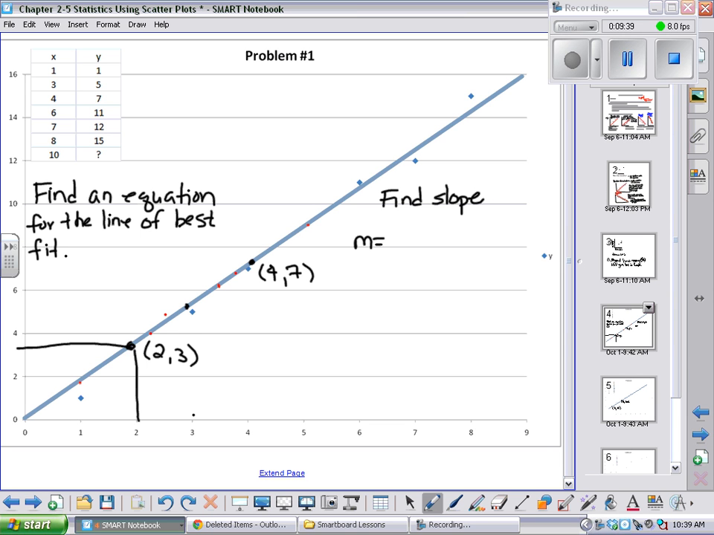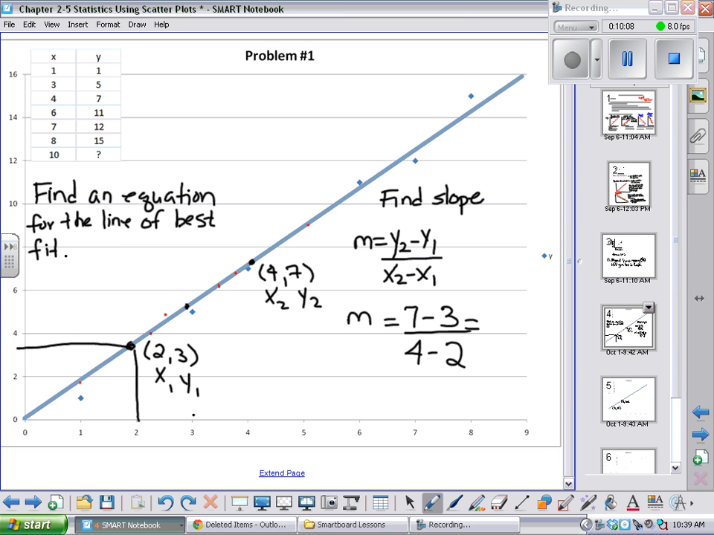So m equals y2 minus y1 over x2 minus x1. All right, x1, y1, x2, y2. So I end up with m equals 7 minus 3 over 4 minus 2. So I get 4 over 2, which equals 2. So my slope is 2.